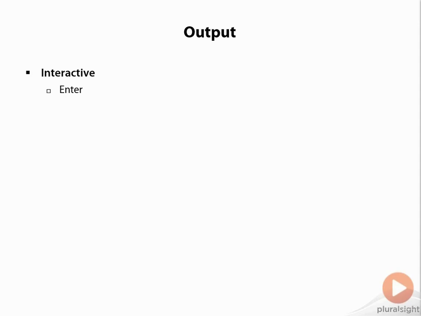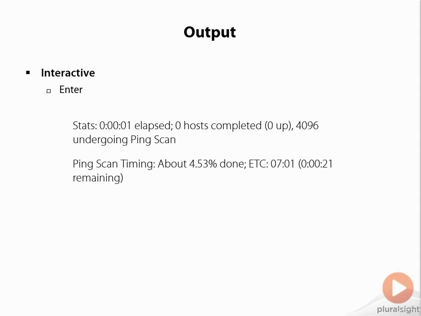If you're curious about what, if anything, Nmap is doing, you can press Enter at any time while the command is running, and Nmap will print 2 status lines giving you an idea about its progress through the scan's various phases, and how much longer it might take to complete the current set of scans.